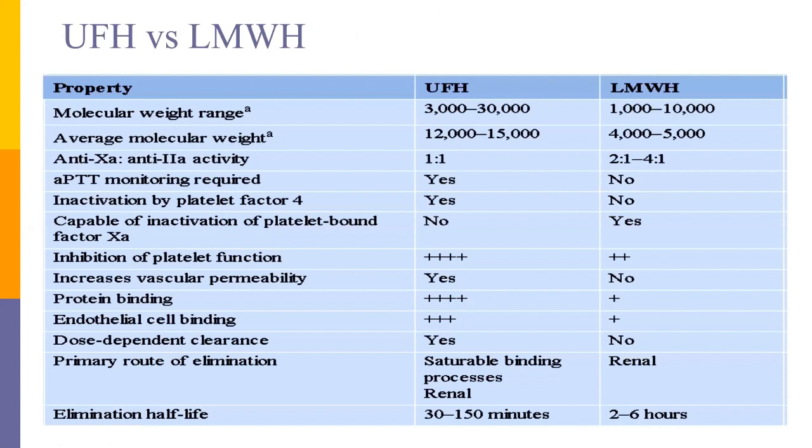Now the next slide is showing us the differences between the unfractionated heparin and the low molecular weight heparins, ranging from molecular weight range, as you can see, the average molecular weight, and the anti-factor 10A. Let's always begin with that, factor 10A and the anti-factor 2 activity. The ratio in the unfractionated heparin is 1:1, then low molecular weight heparin is 2:1 and 4:1, and other differences, as you can see. Let's move to the next slide.